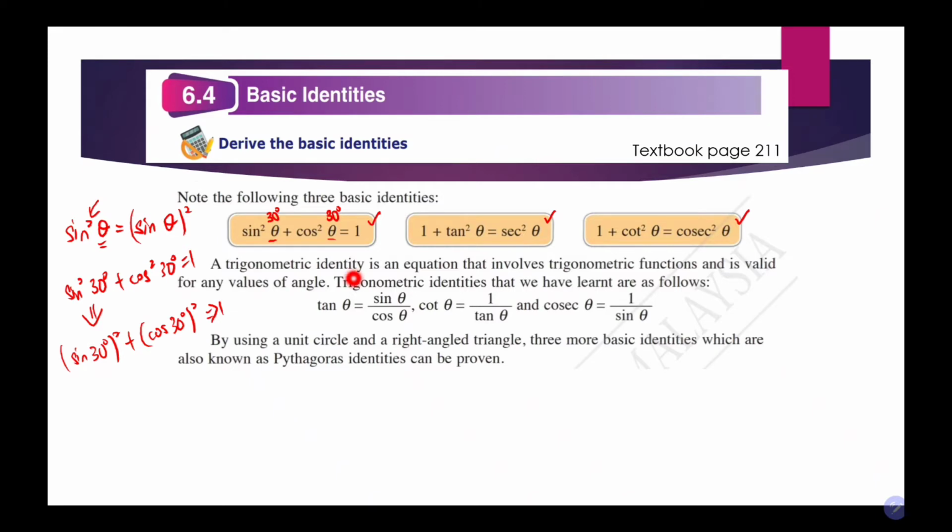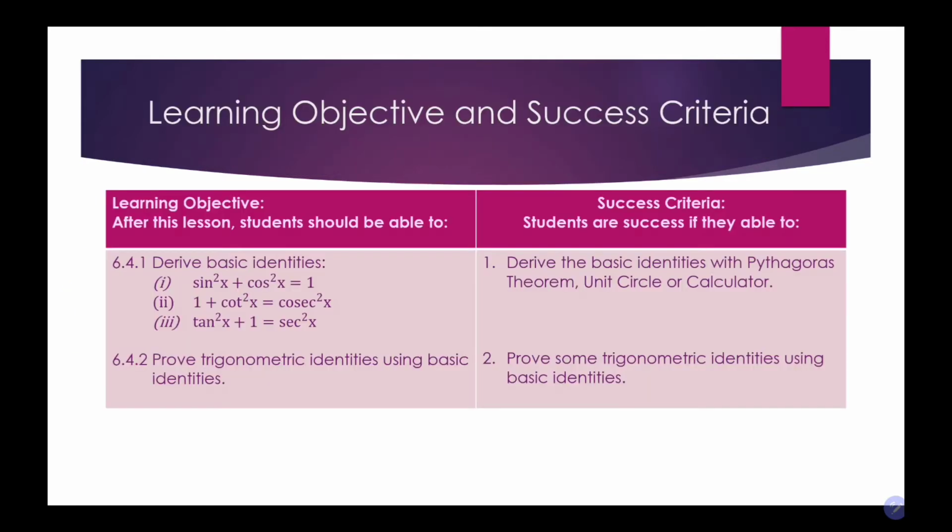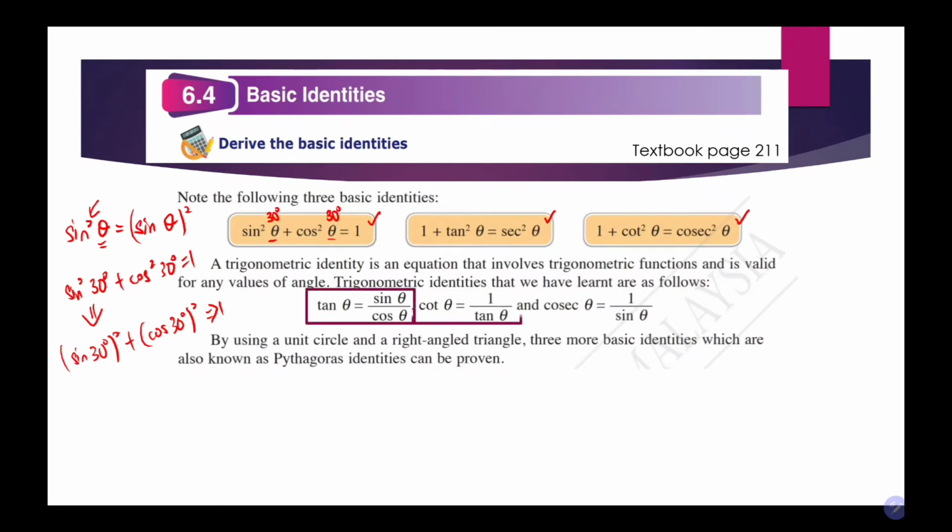Alright, so the trigonometric identities that we have learned are as follows. We have tangent theta equals sine theta over cos theta, or cotangent theta equals 1 over tangent theta, or cosecant theta equals 1 over sine theta, and many more, right? So all these are also trigonometric identities. Okay, so by using a unit circle and a right angle triangle, more basic identities, which are also known as Pythagoras identities, can be proven.